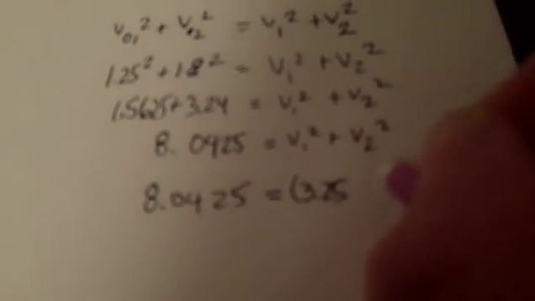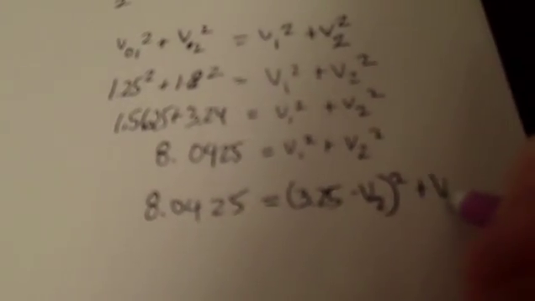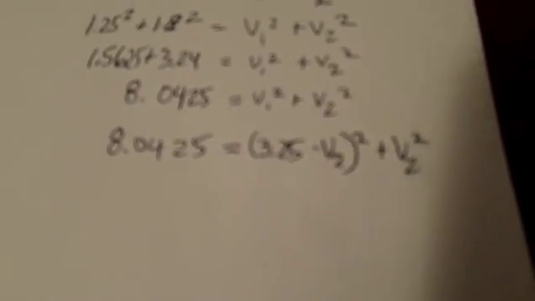So we have 8.0425 equals (3.25 minus v2) squared plus v2 squared. Okay. And then we can go ahead and do out the math.